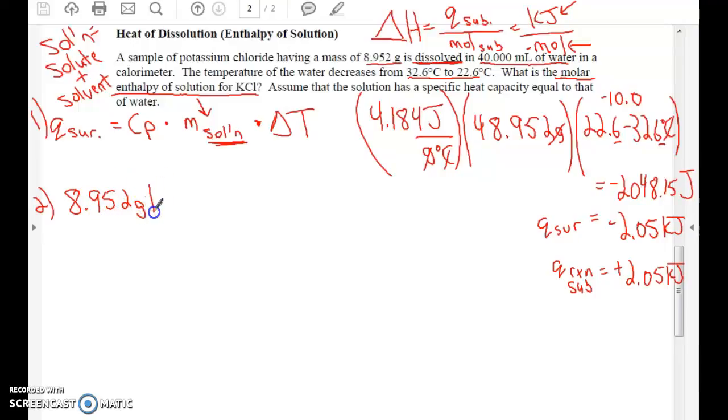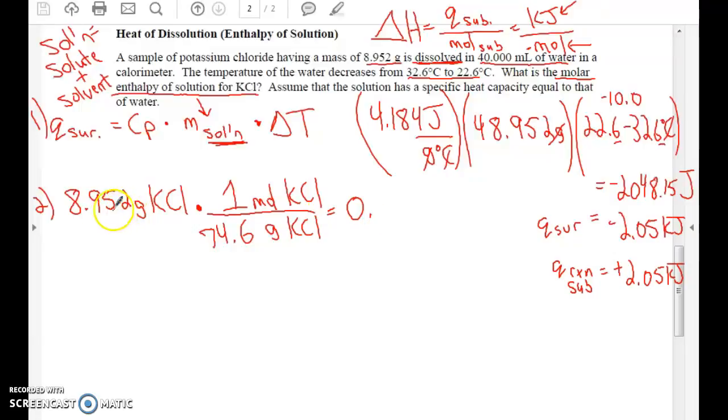8.952 grams of KCl. Since you start off with grams of KCl, they go on the bottom. We're converting it to moles, so moles goes up top. It's always 1 mole is whatever you get off the periodic table. Now, potassium is 39.1. Chlorine is 35.5. You add that up, and that's telling you that if you have 1 mole of potassium chloride, you would have 74.6 grams of it. You do this math, matching the number of significant digits, which is 4. You get 0.1200 moles of KCl.